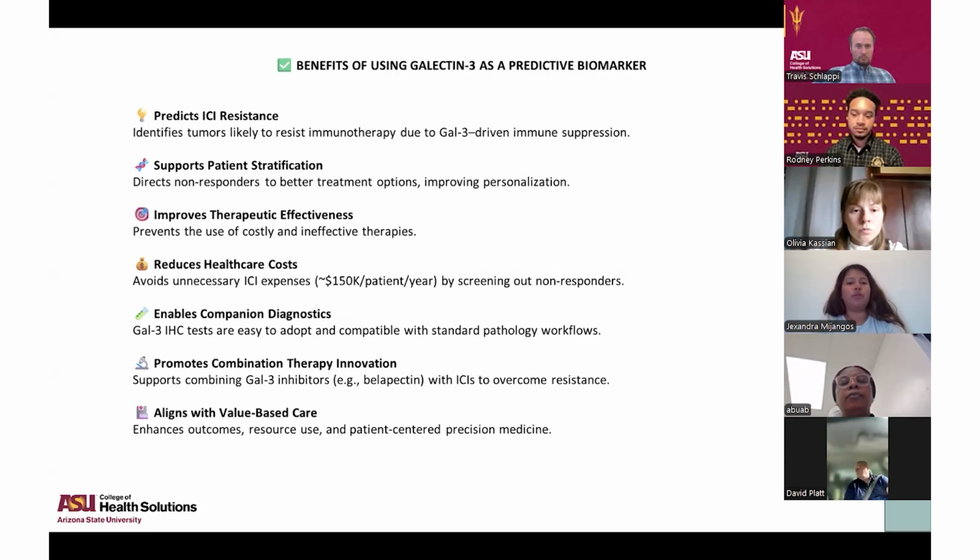It also promotes combination therapy innovation. Emerging evidence supports that combining galectin-3 inhibitors with ICIs helps to overcome resistance and also opens pathways for novel drug development and expands the therapeutic options. It also aligns with value-based care healthcare models by delivering more targeted care, improving patient outcomes, and supporting efficient resource utilization. That way we can strengthen the transition towards patient-centered care, and medicine can be more precise and more personalized. Next slide.